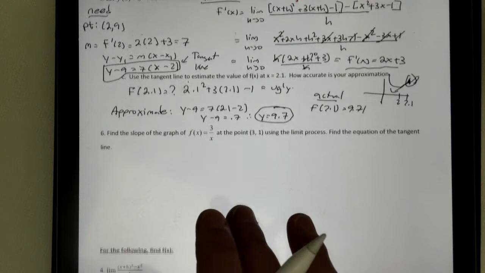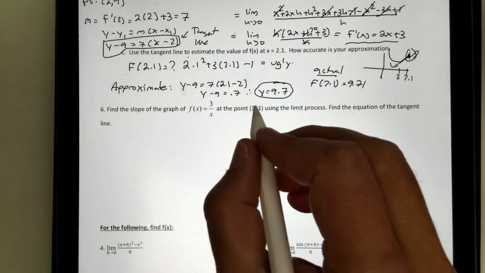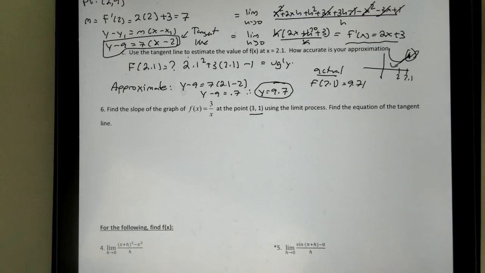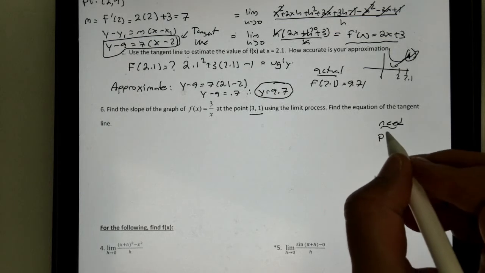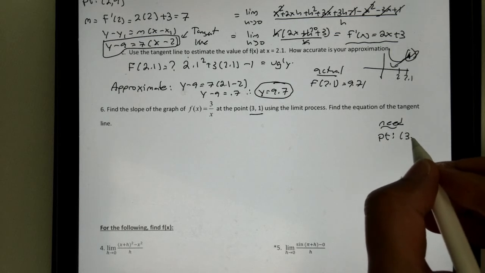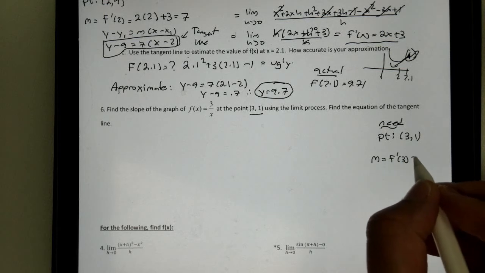All right, question 6. Find the slope of the graph of this rational function at (3, 1). Then find the equation of the tangent line. So what do we need? Let's go and write it over here this time. We need a point, and they tell us (3, 1). Next, we need the slope, which is the derivative at 3.